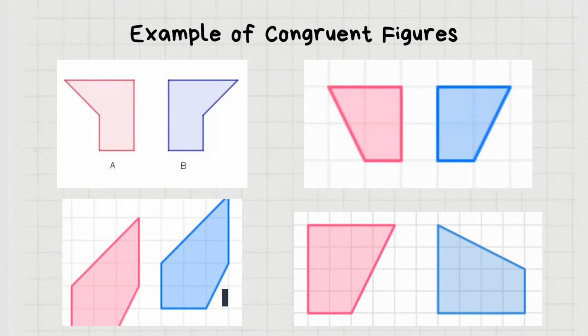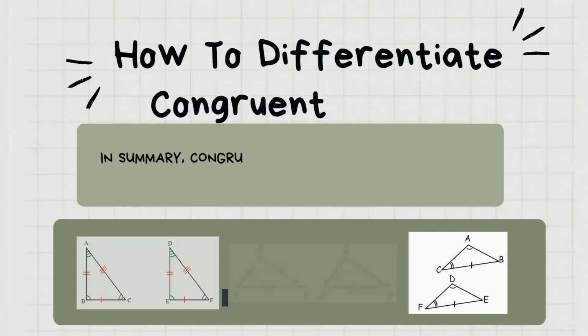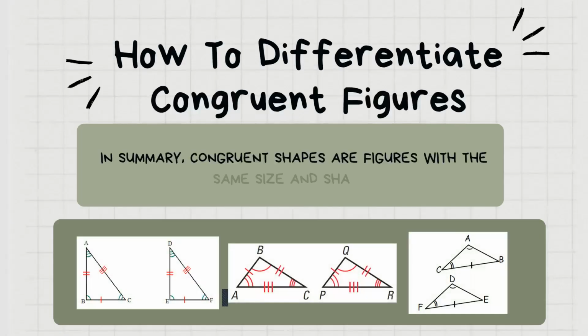Example of congruent figures. These are photos that are examples of congruent figures. Format about congruent figures. This photo shows you the format. How to differentiate congruent figures? In summary, congruent shapes are figures with the same size and shape.